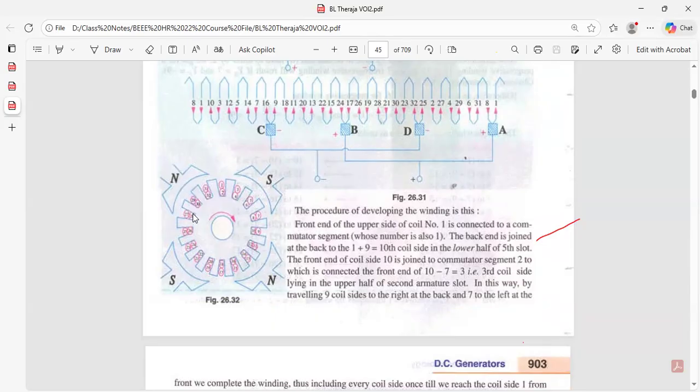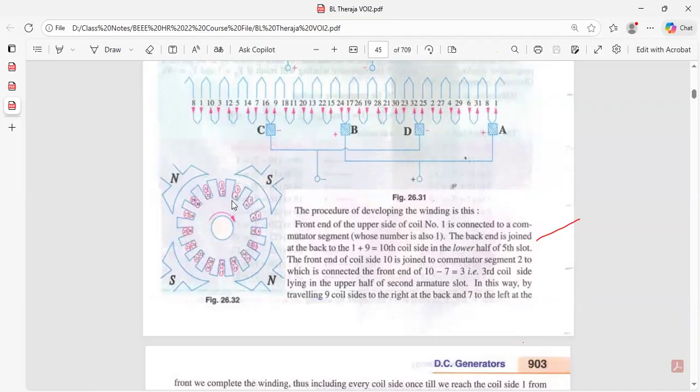Suppose the starting point is connected here and the finishing point I'm connecting here in the south pole, then it is called wave winding. If the starting point and finishing point are under different poles, that is called wave winding. If the starting point and finishing point are under the same pole, under the north pole, it is called lap winding, or under the same pole, the south pole, starting and finishing under the south pole only. That is called lap winding.